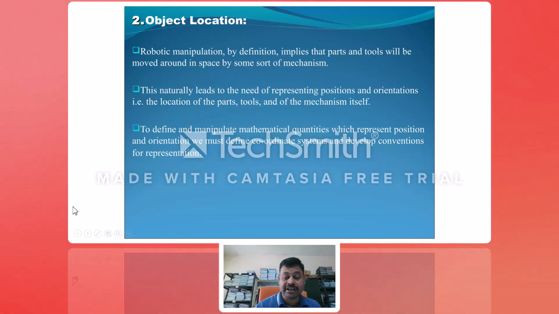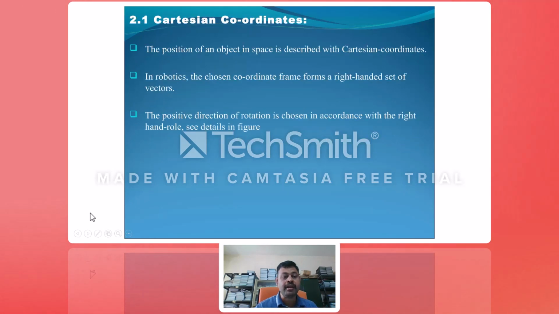In this slide, we clearly understand the need for representing position, that is the location. That is the first thing. Manipulating the mathematical quantity, that is the key. Here we need to define the coordinate system, which means x, y, z, all the coordinates for representing. Next, Cartesian coordinates. Cartesian means, from unit number 2, you have a clear prerequisite that no rotary movements are involved. So it will be a linear movement with respect to the x-axis, y-axis, z-axis. I clearly explained this during unit number 2.